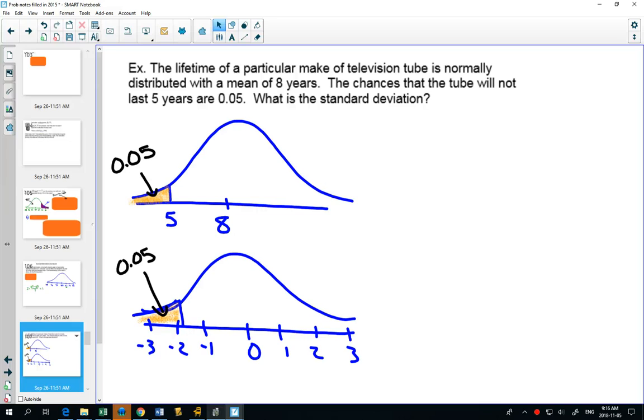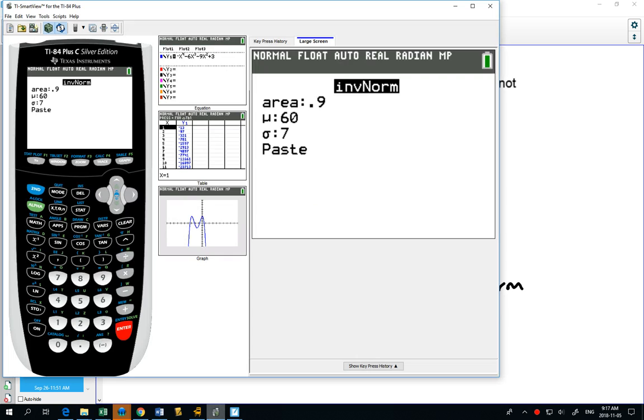If I draw my standard normal distribution, then I don't know the score. If I draw my normal distribution, I don't know my standard deviation. But from my standard normal distribution, I can use my inverse norm button. So if I go inverse norm, because I have the percentage, the area, 0.05. My mean is 0. My standard deviation is 1.